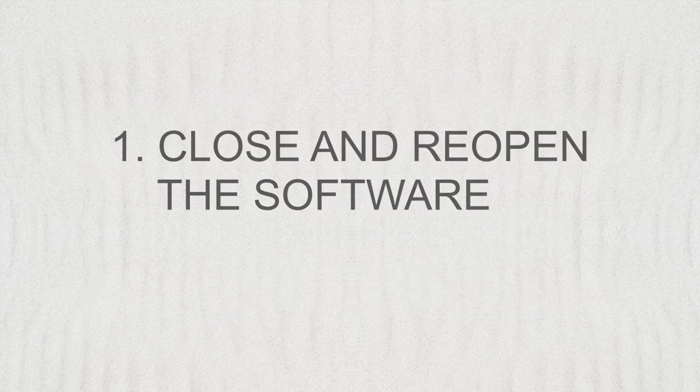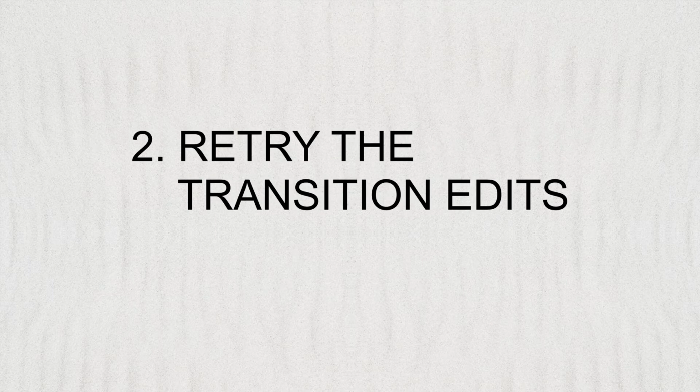So what I just do is close the software if it hasn't already shut itself down, and just open it back up, open up all your project data again. Now, as a habit, I always try to make the transition edits one more time, just to see if it would work. And sometimes it does. If it works, I smile, feel happy, move on. But it doesn't always.